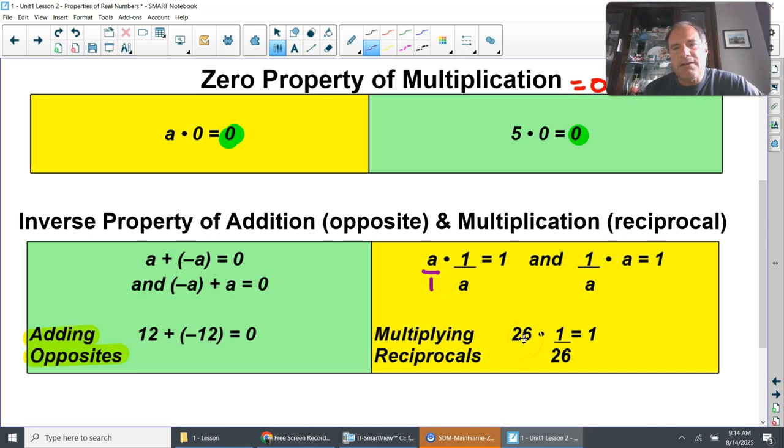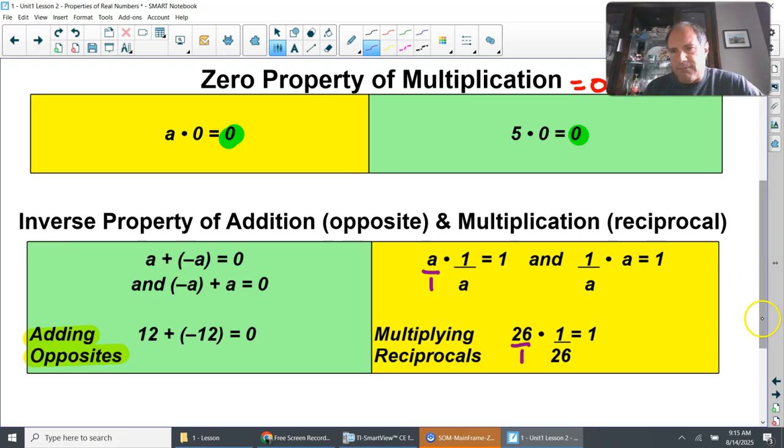And the same thing here with 26. 26 is really 26 over 1. We just don't write it that way. The reciprocal of 26 over 1 is 1 over 26. When we multiply those, then we have something equal to 1.